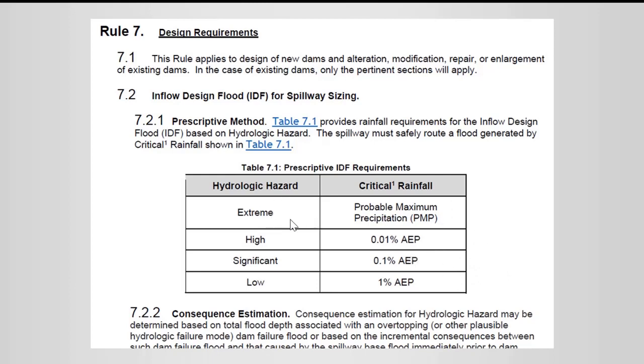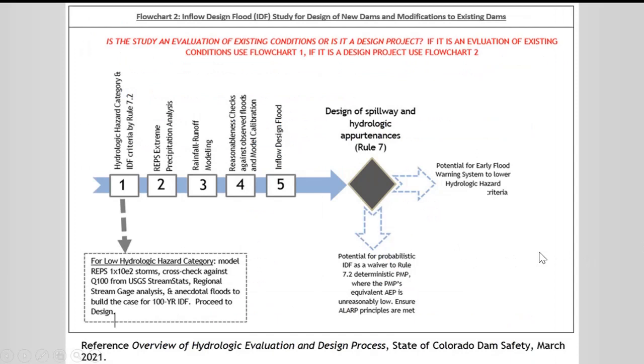So the hydrologic hazard category is based on consequences from hydrologic dam failure. Again, we're generally talking about earth dams, and generally the overtopping dam failure mode. All right, so let's go to Flowchart 2, which goes through this process of determining an inflow design flood for hydrologic design.